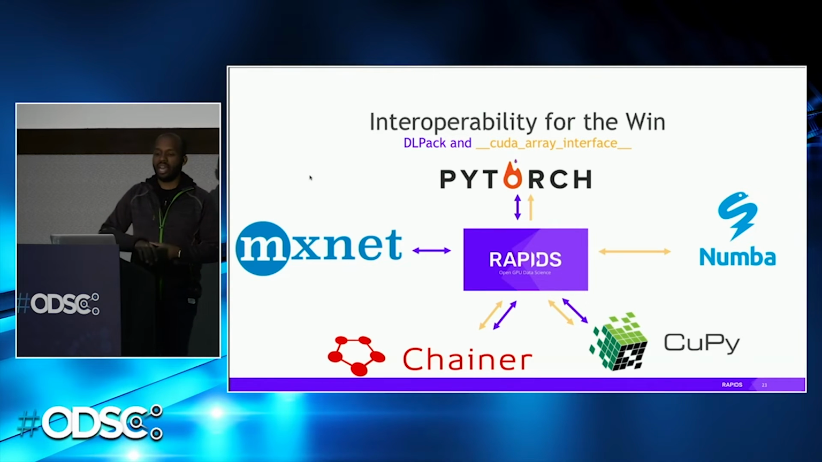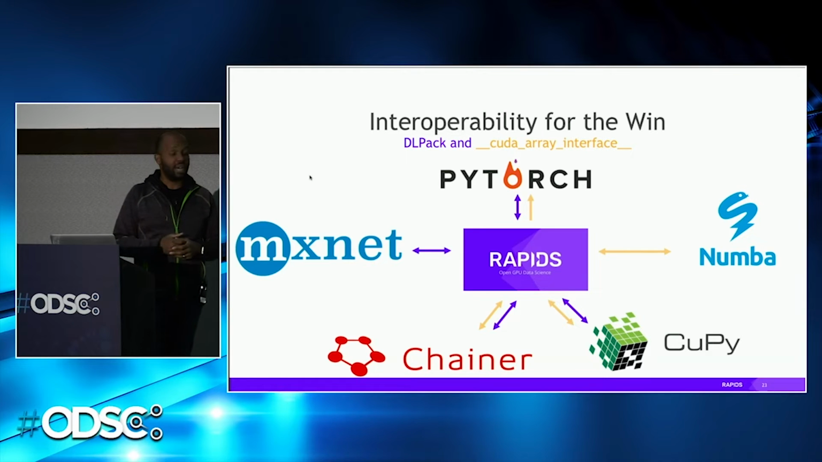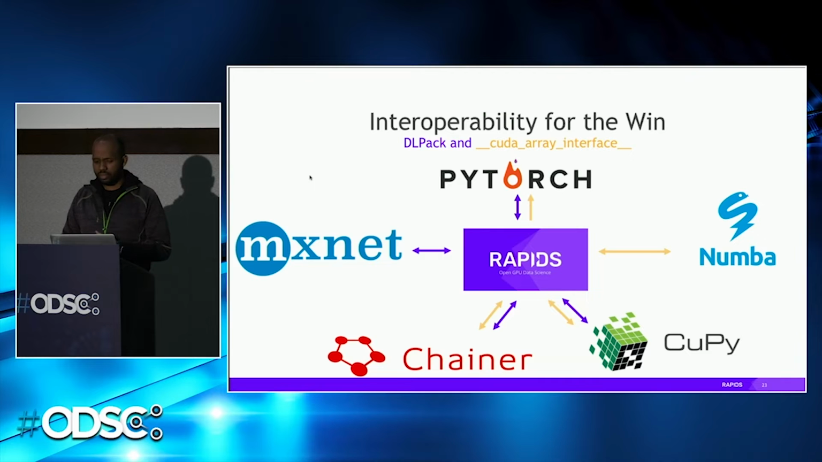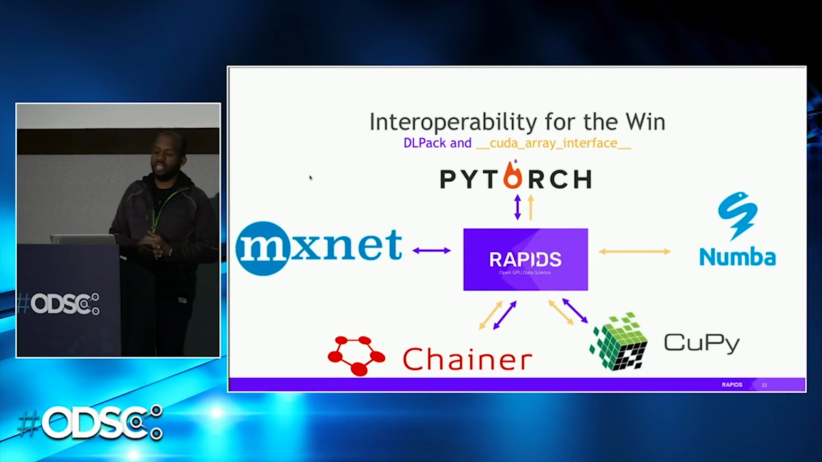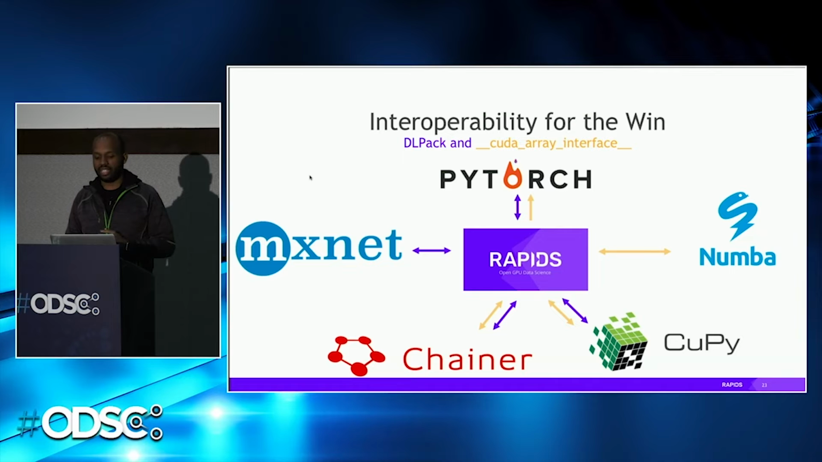So with DLPack, I can basically just convert my columnar representation of data into another Python array format without ever leaving the GPU, without doing any type of conversion. And so we can go bidirectionally to PyTorch, Numba, CuPy, and Chainer. The CuPy is just the array side, Chainer is the deep learning framework, as well as MXNet.